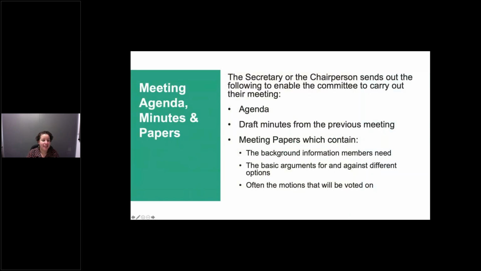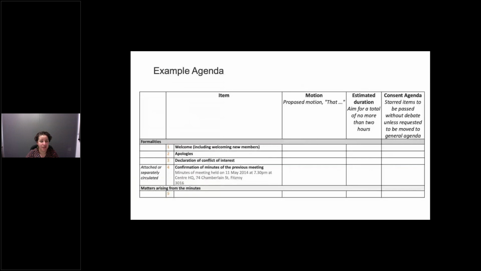Okay, so the secretary or the chairperson sends out the papers for the committee to carry out the next meeting. So that will be the agenda, as I mentioned, the draft minutes, and any papers that contain background information that they need to be aware of. Often there'll be motions in there that people want to vote for if that information is known in advance of the meeting. So just there on the slide, you can see that's a copy of the example template that we have that you'll have access to.